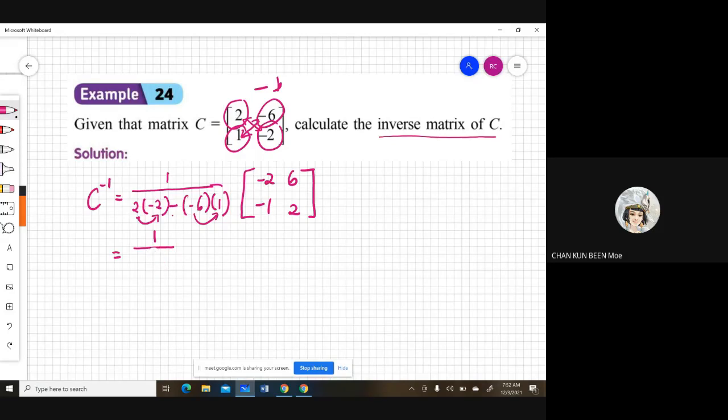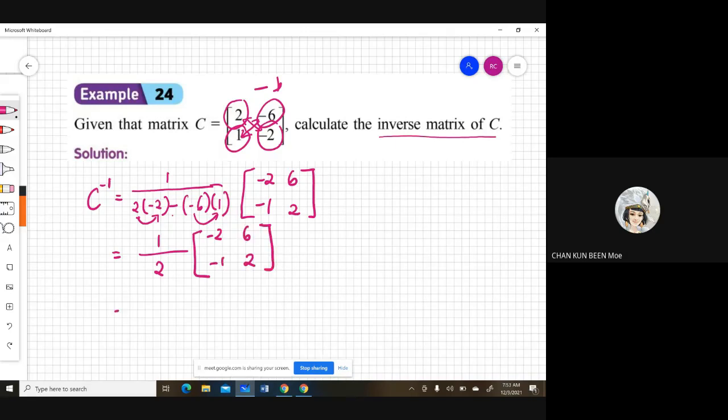2 times -2. Correct or not? Let me see. Madam, 2 times -2 is -4. Correct, -4. Thank you. So it is -4. I write down first. Plus -6 times 1, 6. Okay, so -4 plus 6 is 2. Okay, 2. So this is -2, 6, -1, 2.